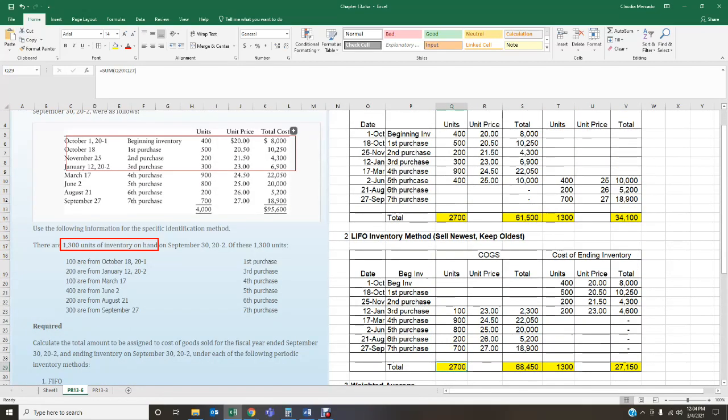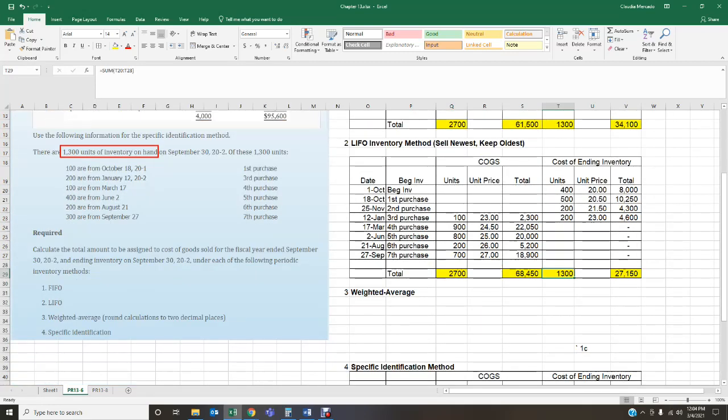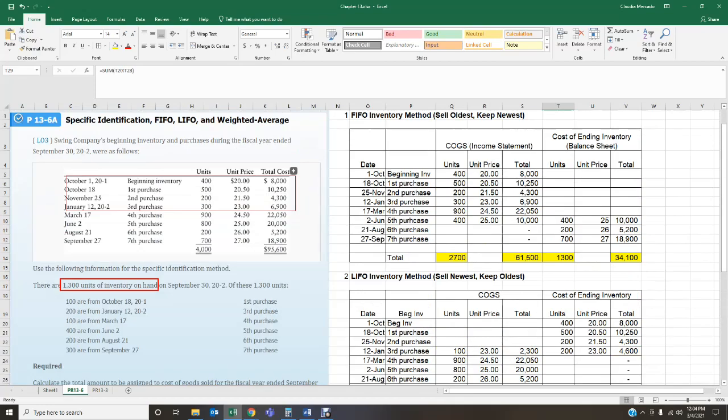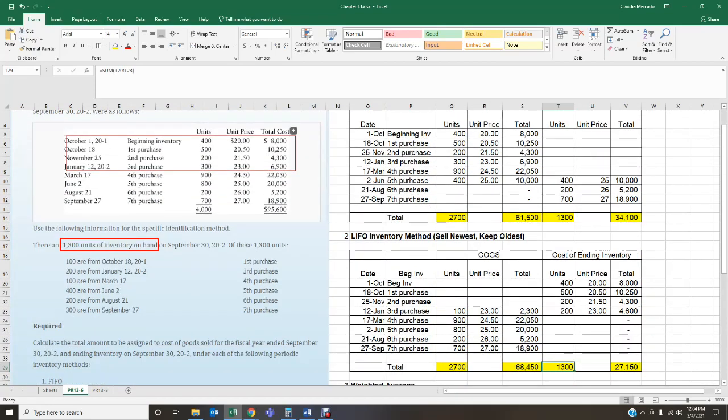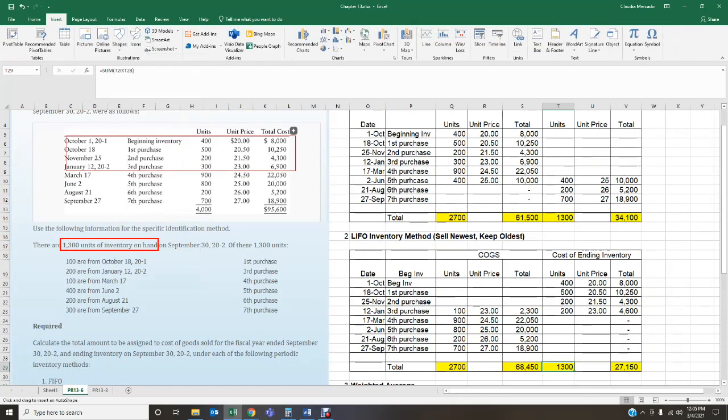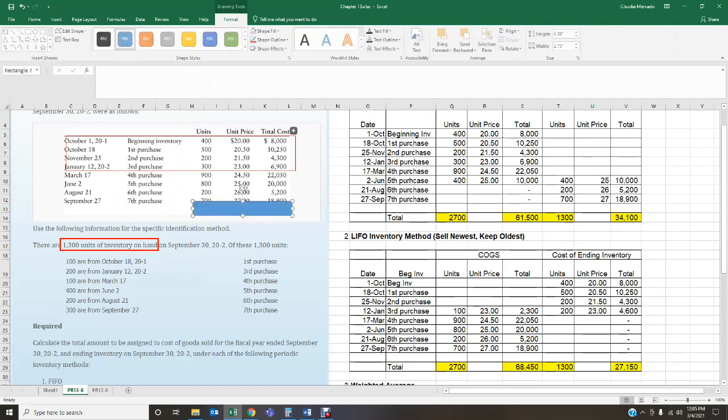Always make sure that the units sold and the units of your ending inventory are the same. Now, the third item that we have is the weighted average. They're asking us to round our calculations to 2 decimal places. This is the easiest form to do. It's based on calculating averages. So what we do here is we get the total provided right there.